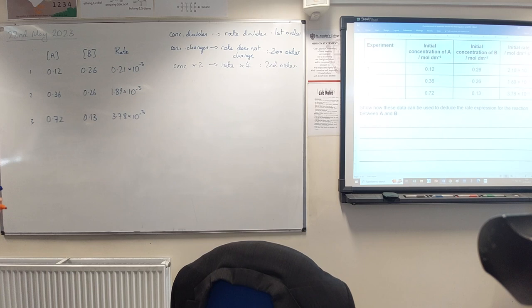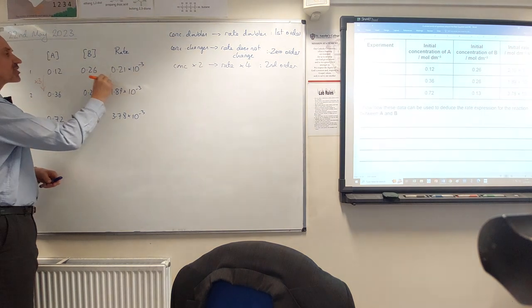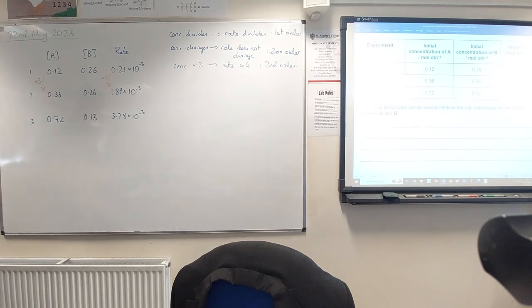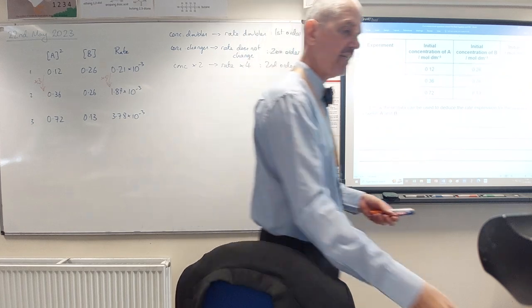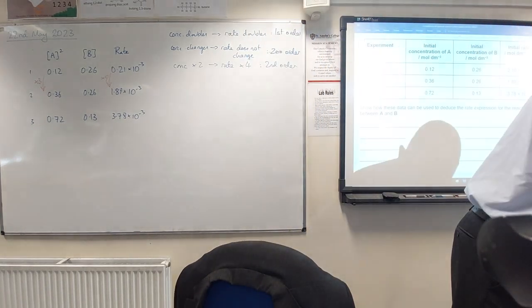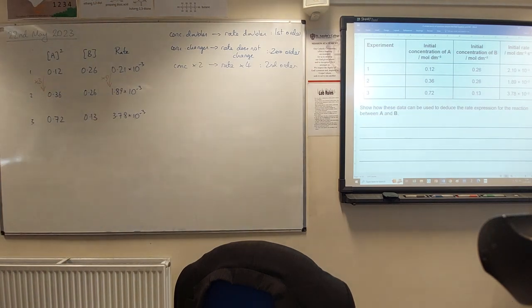The logic here is that B hasn't changed from experiment 1 to 2. That's gone up by 3. That's gone up by 9. So 3 squared is 9, so we can see that it's second order with respect to A. That's the easy bit. The harder bit is spotting what's happened to B.